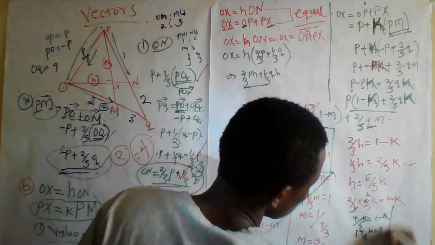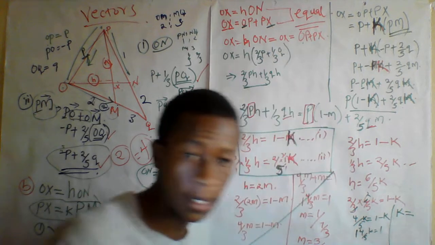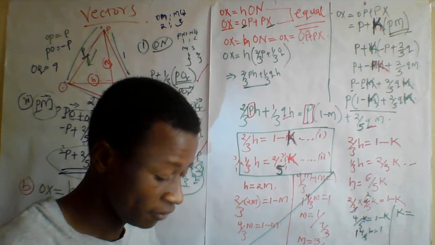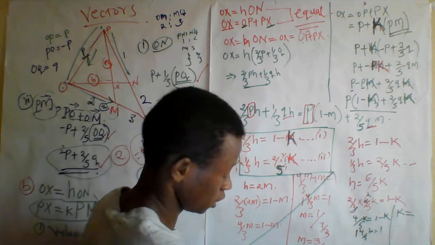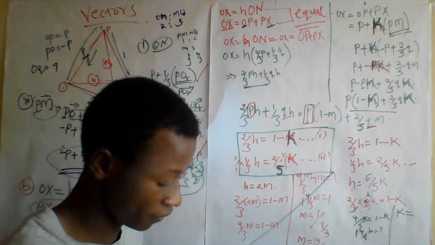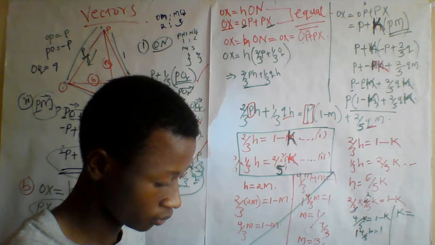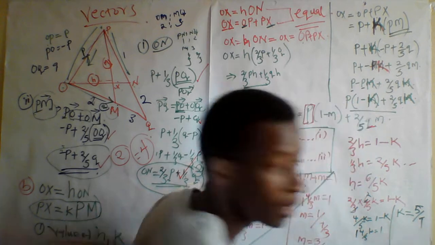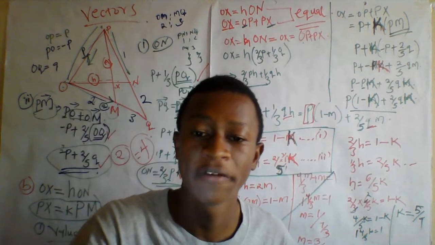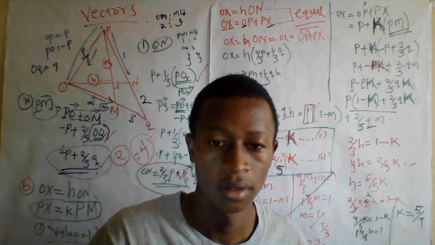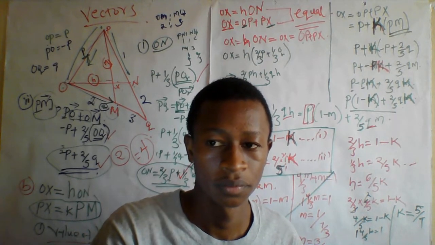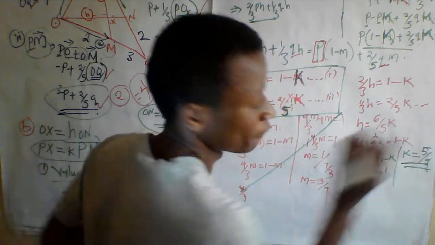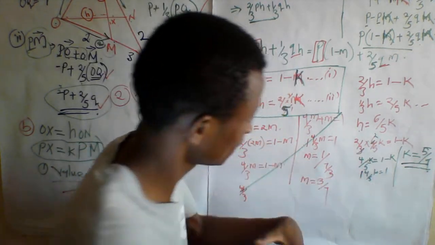So our final k will be, okay, use the calculator, that is 1 divided by 9 over 5, that will be 5 over 9. Now the k will be 5 over 9. Let's proceed. We have our k as 5 over 9. So now we have to find our h.